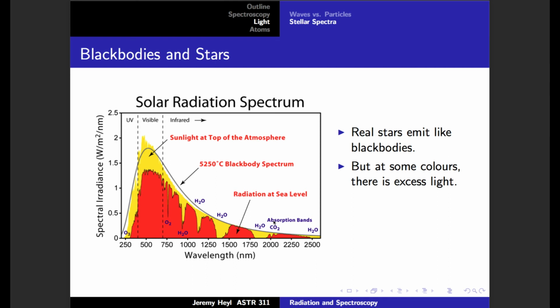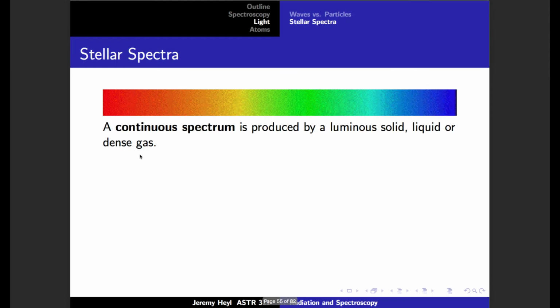There's some colors where there's extra light. It's not perfectly smooth, right? It's lumpy here. And at some colors, there's too little light, right? There's dents. To talk about what those dents are and the excesses of light, we'll talk a little bit about how we make different sorts of spectra.